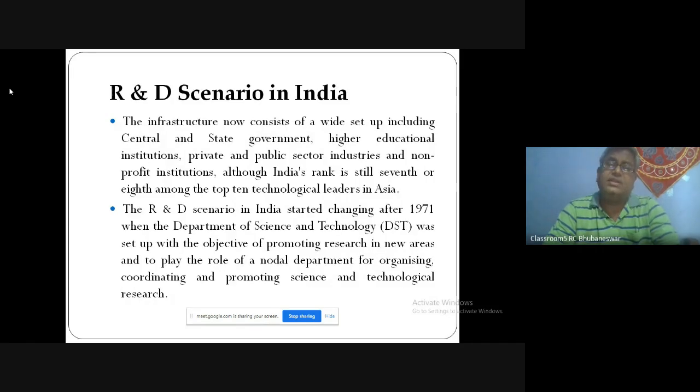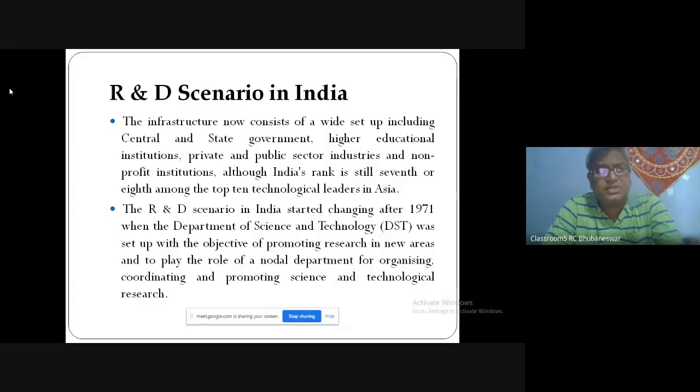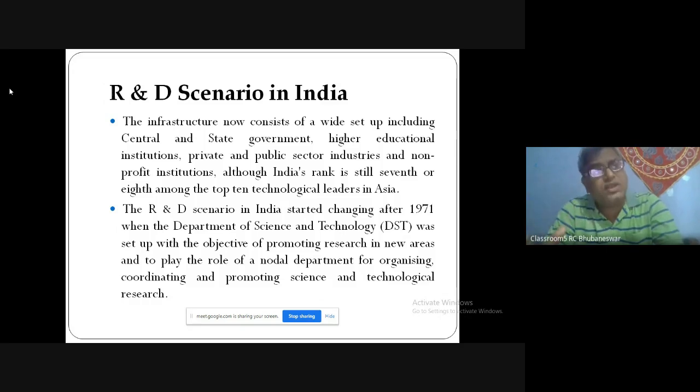But in the present day, the research and development scenario has also changed. It changed after 1971, and DST was set up to promote research in new areas, a nodal department to coordinate and promote science and technology research. In the present day, the government, under the chairmanship of Prime Minister Narendra Modi, is also focusing more on research and development. Their slogan has also changed: Jai Jawan, Jai Kisan, and Jai Vigyan. And that Jai Vigyan is one type of research and development scenario that has been changed by the present government under the prime ministership of Narendra Modi.